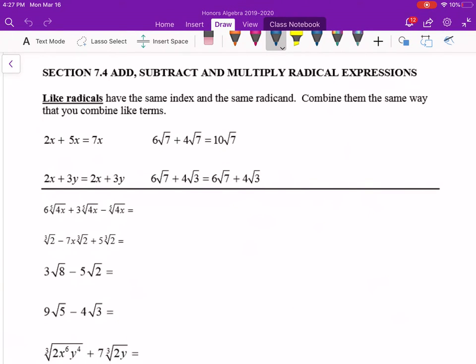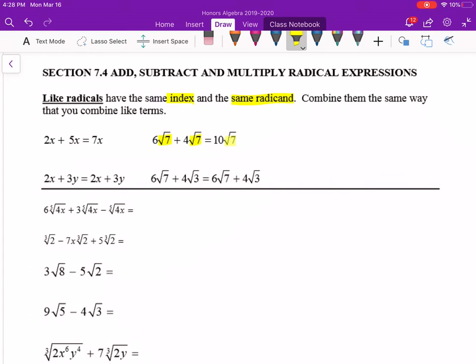So when we're adding and subtracting radical expressions, we're essentially just adding and subtracting like terms. You know that 2x plus 5x is 7x. You know that 2x plus 3y just can't be done. It stays at 2x plus 3y. So in the same way, if we have the same radicand, that's the number underneath, and also the same index, right? Square roots with square roots, cube roots with cube roots, we are allowed to add them together.